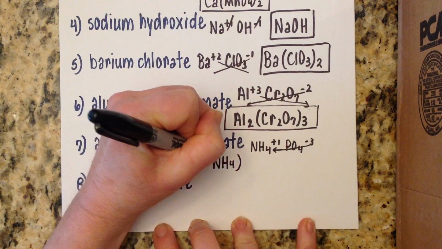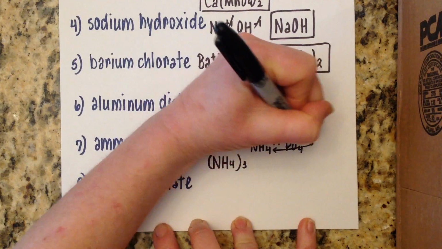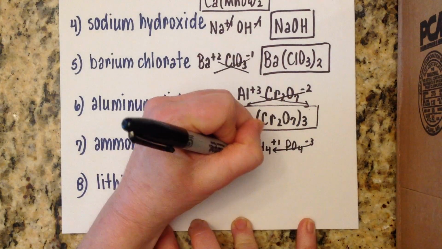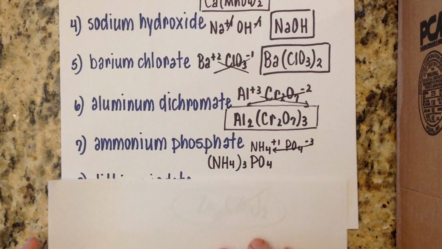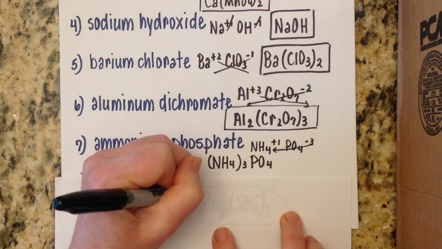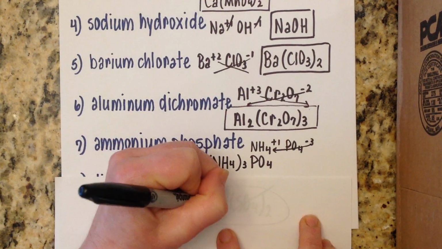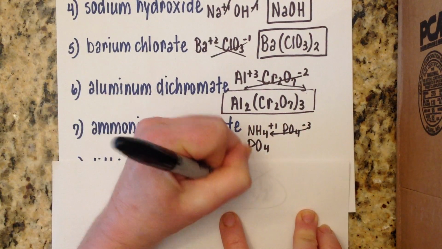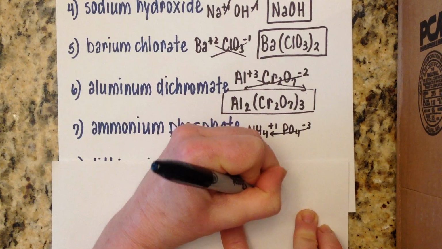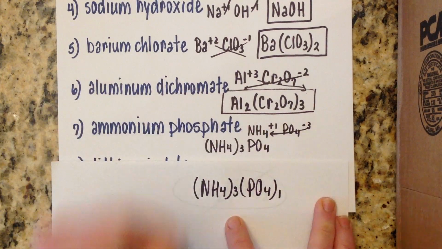NH4 in parentheses. That 3 is outside, that 3 that came down here, and then just PO4. Again, we're not going to write PO4 in parentheses and put a 1 on the outside because that's just not how we do it. So this would be the wrong way of doing this one. You don't want to do it this way. That's what we don't want to do.